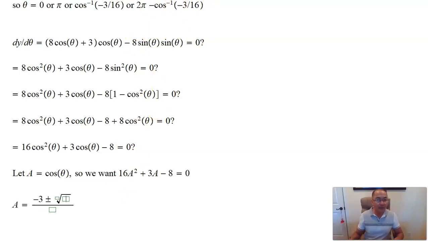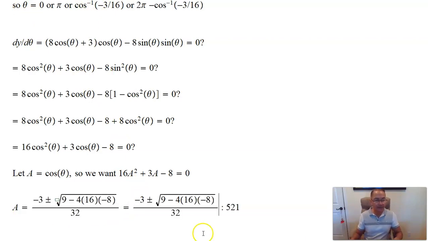And I need a square root of b squared, 9, minus 4 times a, which is 16, times c, which is minus 8. So 16 and minus 8. Okay, divided by 2a, which is 32. Okay, so what does this simplify to? It is 521. So let us simplify. Plus or minus square root of 521. Excellent.